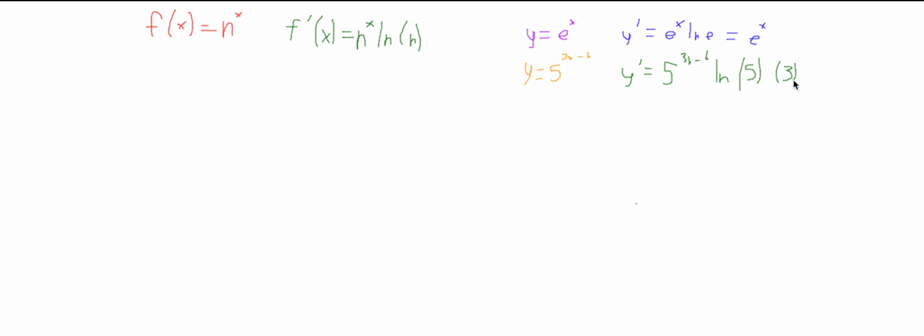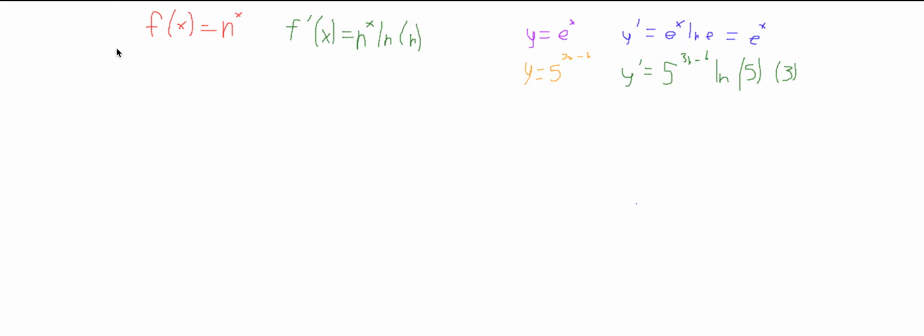However, we can't multiply the 5 and 3 because they have different exponents. So this will be our final answer: 5 to the power of 3x minus 6 times ln 5 times 3. And this is how we use exponential functions here.